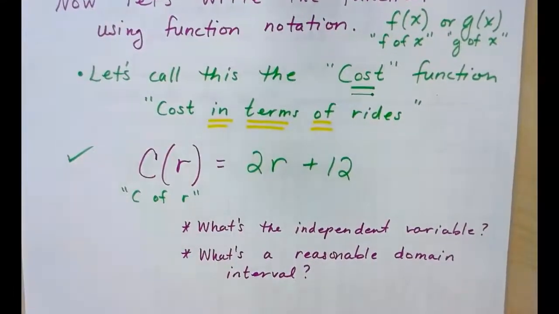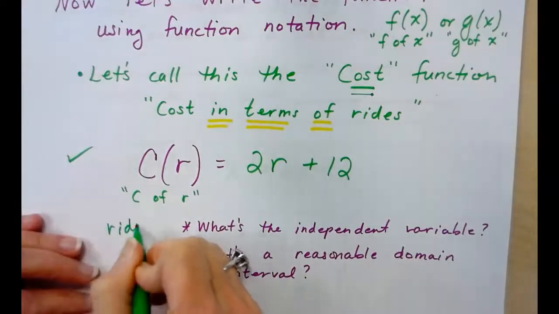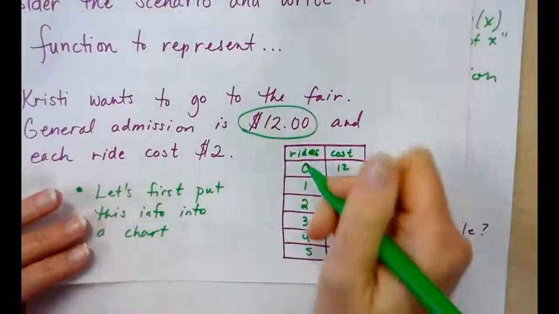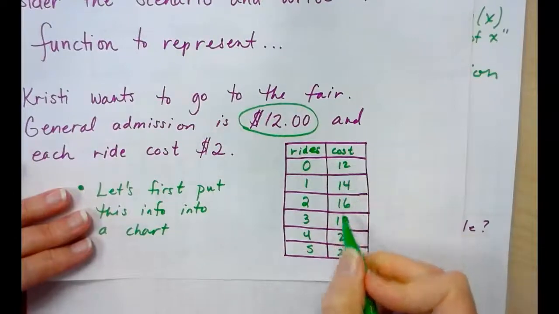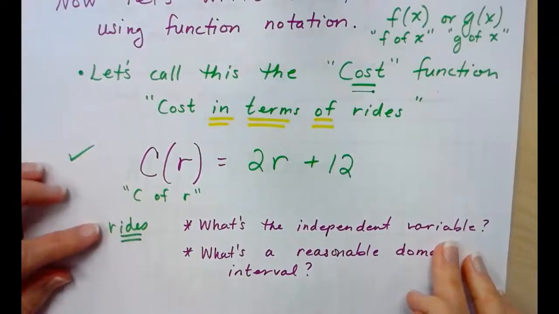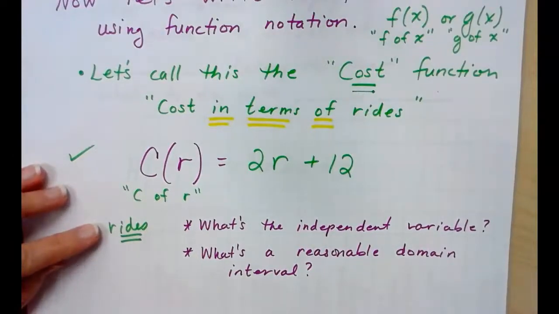So let's think about this. What is the independent variable? What depends on what? Does cost depend on rides or do rides depend on cost? Well, if this is our function, if it's C of R, the independent variable is the number of rides. As the number of rides increases, the cost increases. So what's the independent variable? Rides, which means that cost is dependent upon rides.